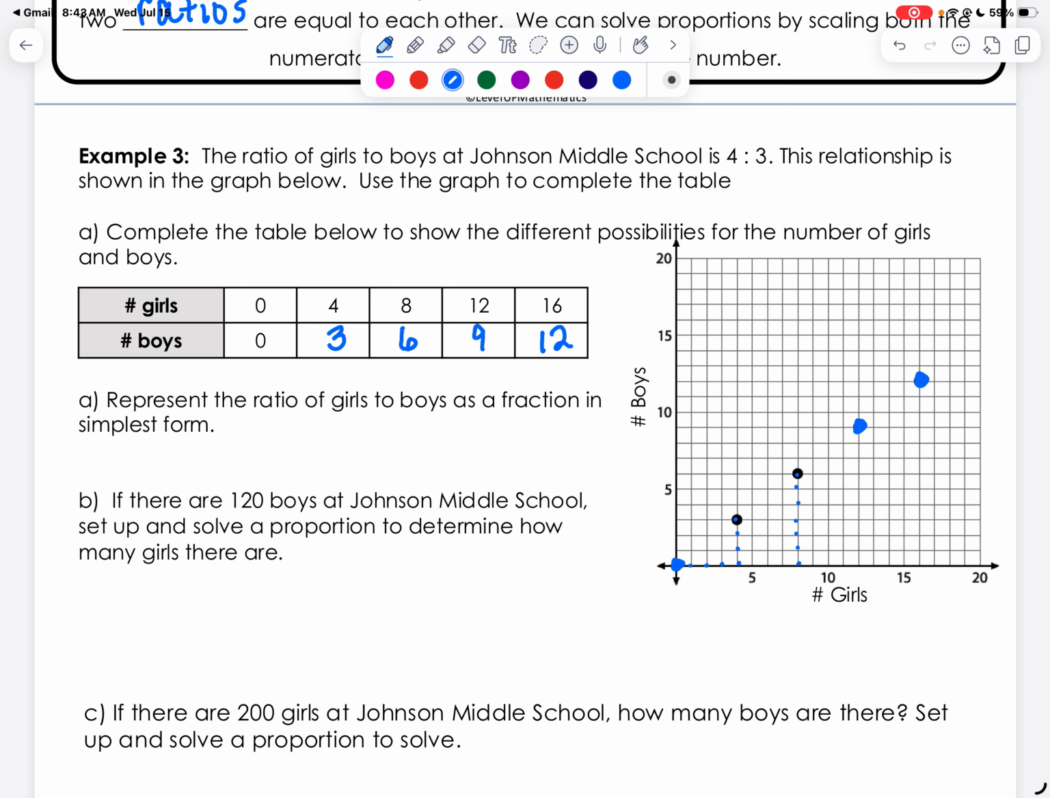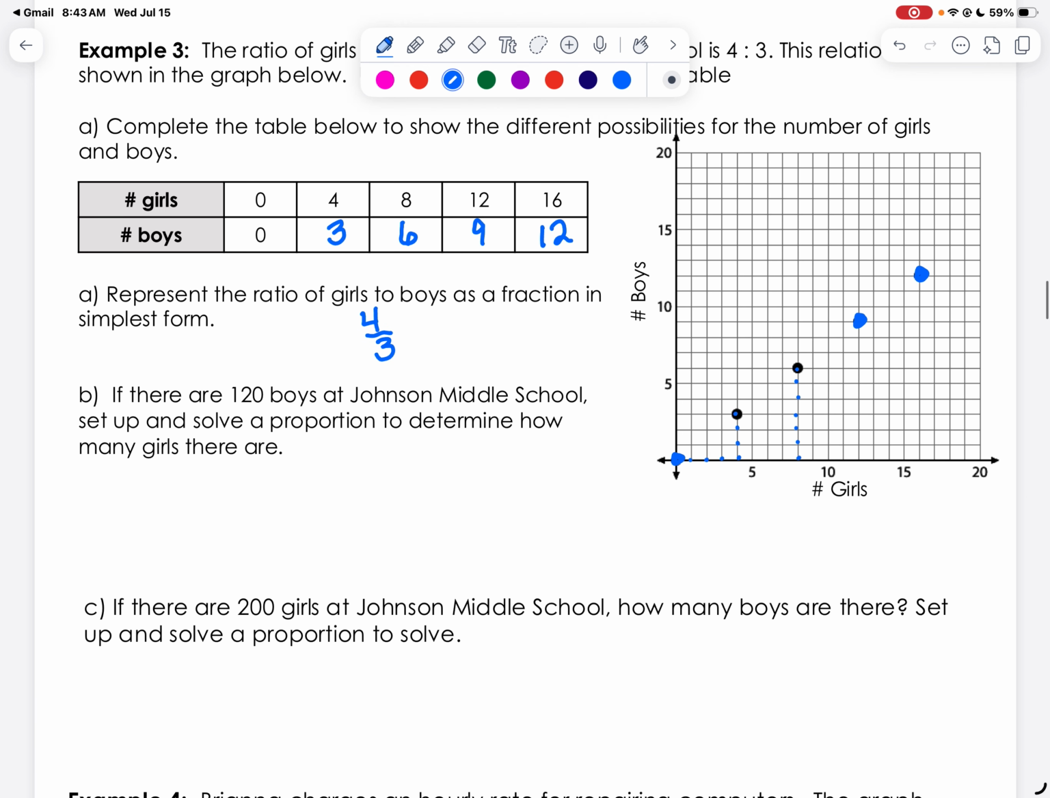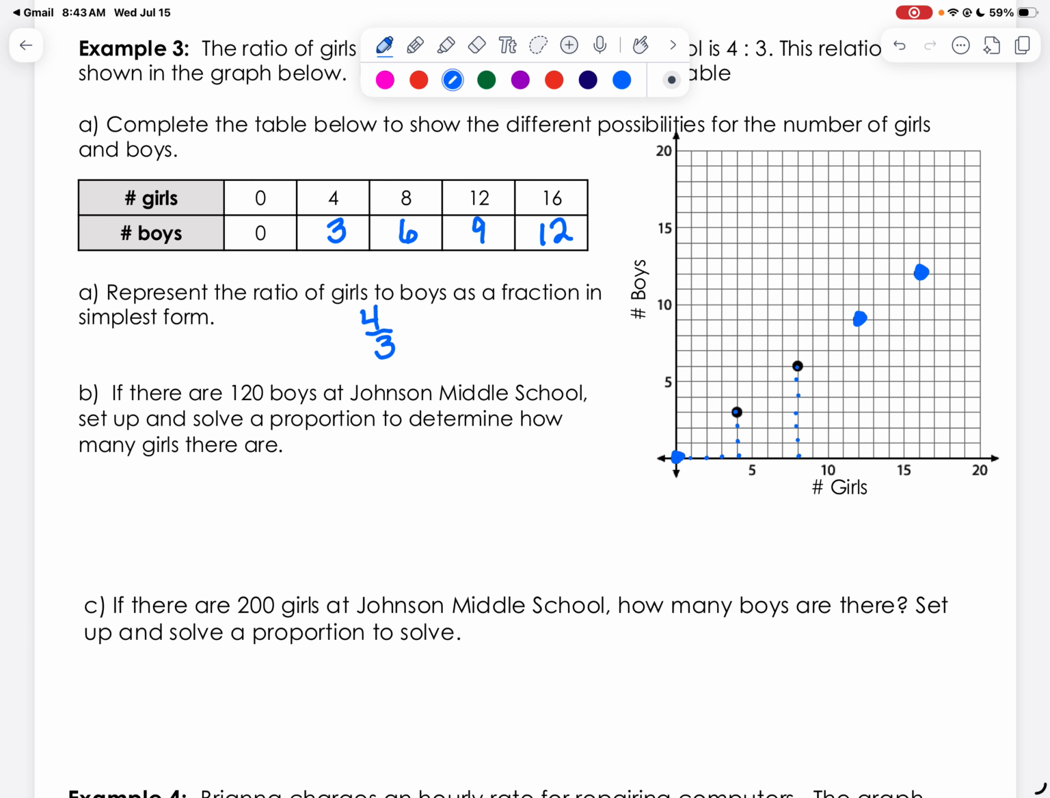Represent the ratio of girls to boys as a fraction in simplest form. So that ratio would be 4 to 3. That was our simplest form ratio. All right, part B. If there are 120 boys at Johnson Middle School, set up and solve a proportion to determine how many girls there are.